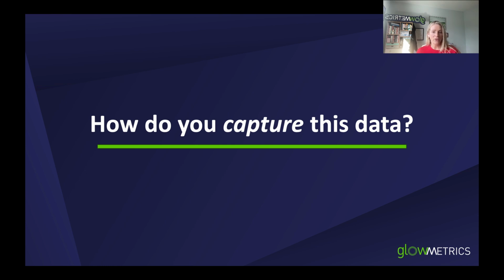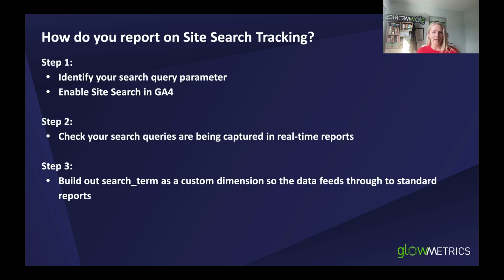So knowing that, how do you actually capture this data? There's a couple of different steps that we need to go through. We first of all are going to look at identifying the search query parameter. How do we know what that is? We're going to look at enabling site search in GA4 under enhanced measurement. Then we're going to do a test and see if our search queries are coming through in real time. And then we're going to build out a search term as a custom dimension. And what that allows you to do is expose that parameter to be used in our standard reports as well.